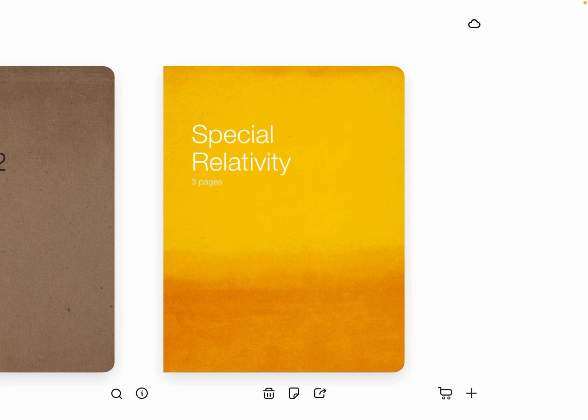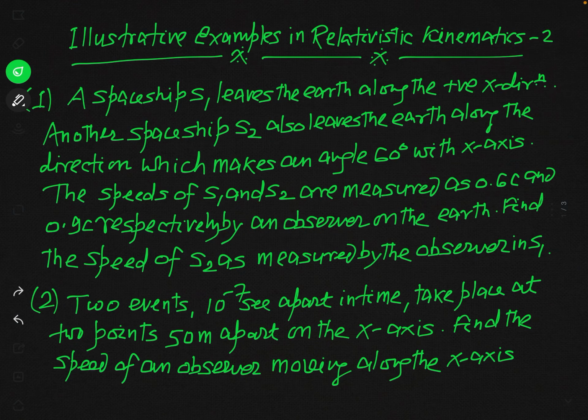In the previous lecture, today we are going to again discuss some of the important problems to clarify our concept regarding relativistic kinematics. So, these are some illustrative examples, and when you solve these examples, definitely your concept regarding relativistic kinematics will be very clear. So let us take the first problem.